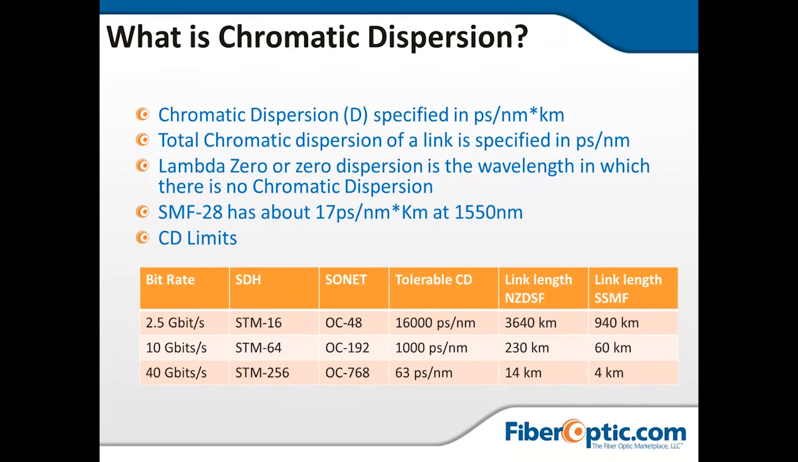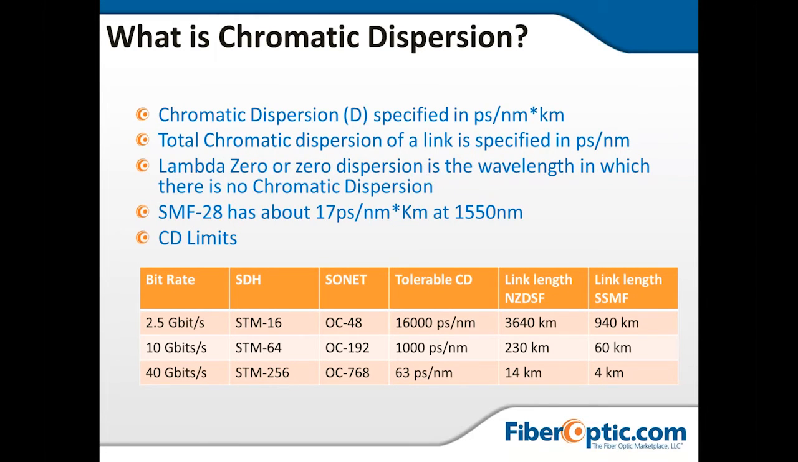Now 40 gig, here's where it gets a little bit scary. At 40 gigabits, we are only allowed to have 63 picoseconds of delay before we fail. It means we can go a rip-roaring 4 kilometers on standard single mode fiber. Even on NZDS, the newest, niftiest glass made, we can go 14 kilometers.